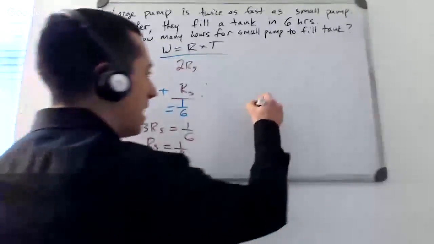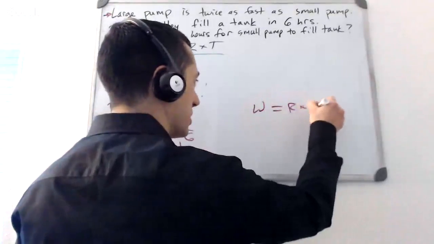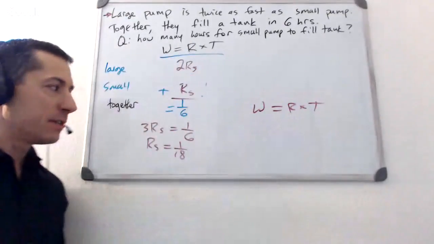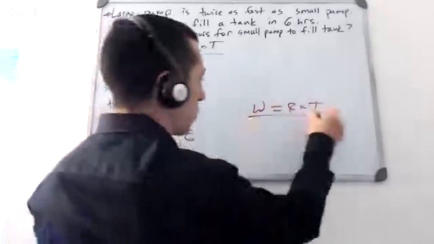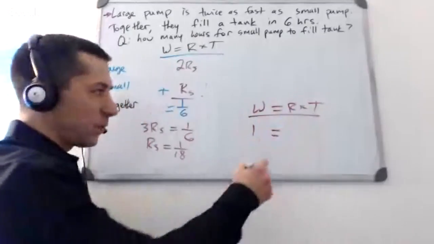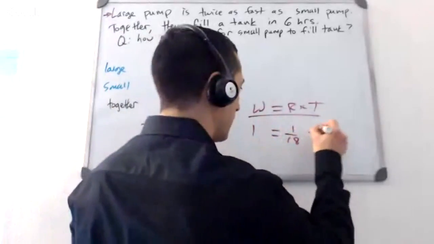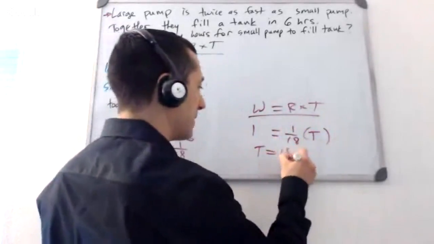And easy enough. If you're not sure what to do with this, you can always just punch it right back into our definition of a rate. We want to know how long it's going to take the small pump to fill the tank. Its work is 1 tank. Its rate is 1/18. You're solving for time. Time's going to give you 18.